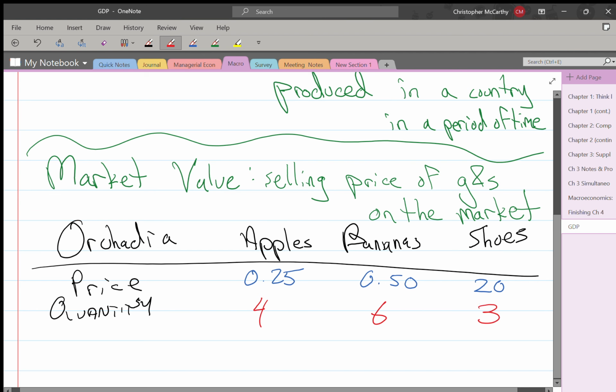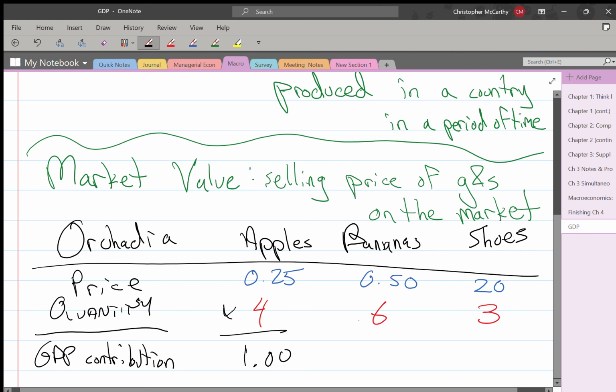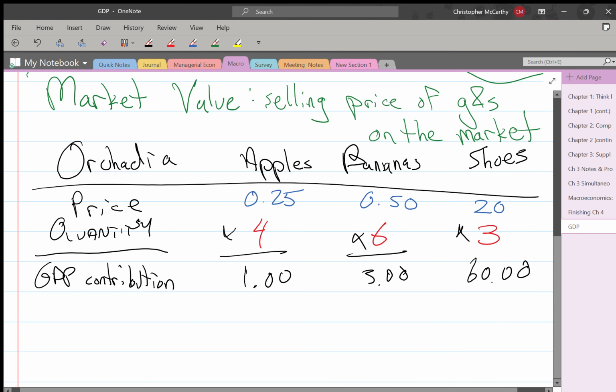So what's the individual GDP contribution for each one of these sectors of Arcadia? We're literally just multiplying. So $1 here, $3 here, $60 here. So our total GDP for Arcadia is $64.